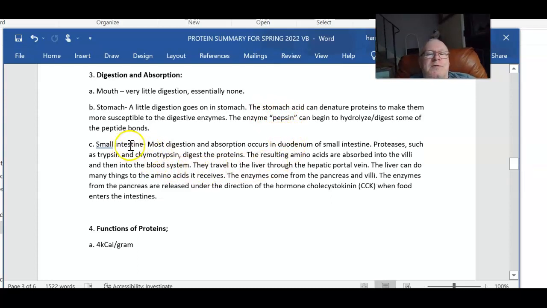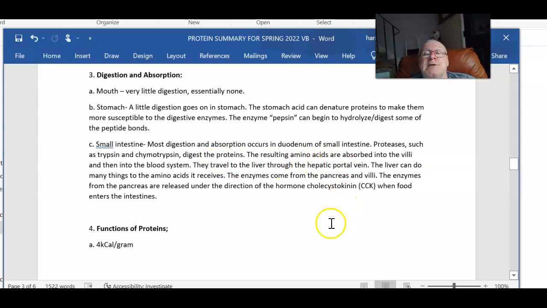In the small intestine, this is where most of the digestion occurs, in the duodenum. You have a lot of proteases, a group of enzymes that break down proteins. There are some specific ones called trypsin and chymotrypsin. So we have the general group, the proteases, but a lot of times you'll see words like trypsin and chymotrypsin, which are proteases very specific to breaking down proteins.